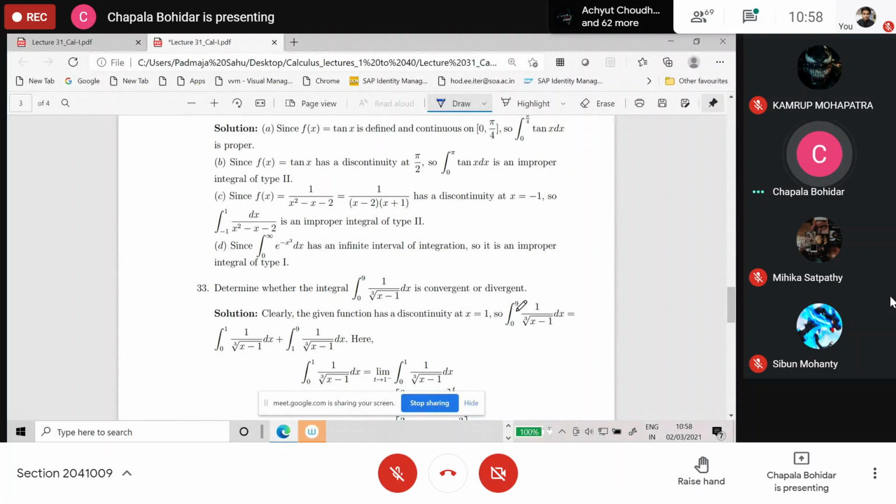What will you do? You write down in this form 0 to 1 and 1 to 9. That is limit t tends to 1 minus for this part. Solve this part and solve this part.